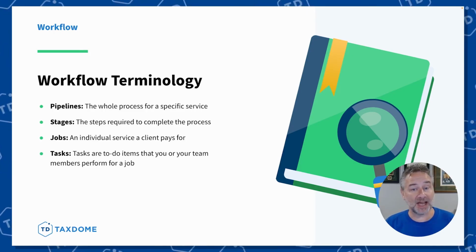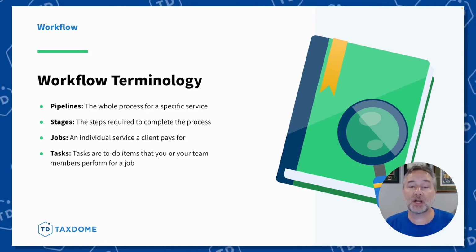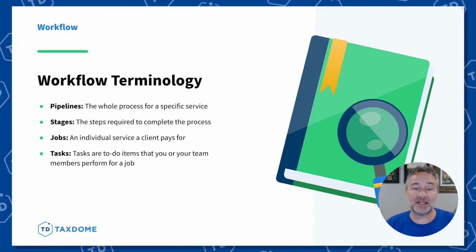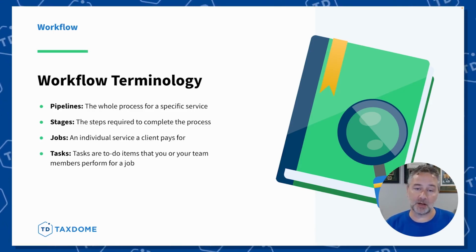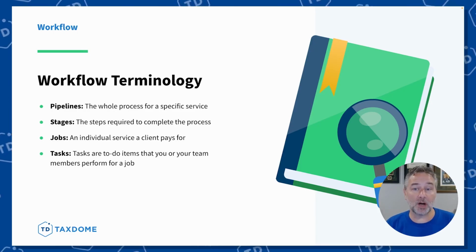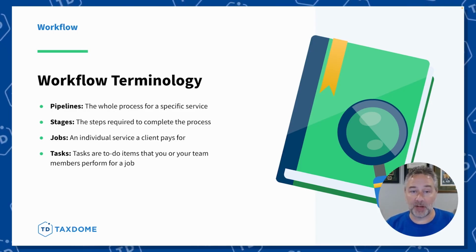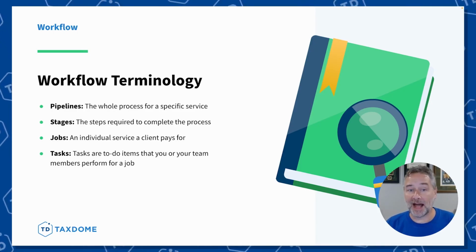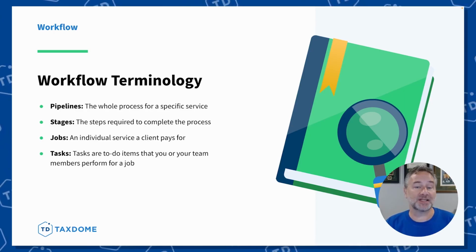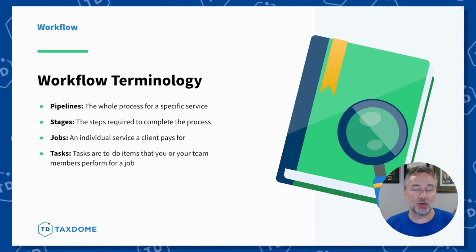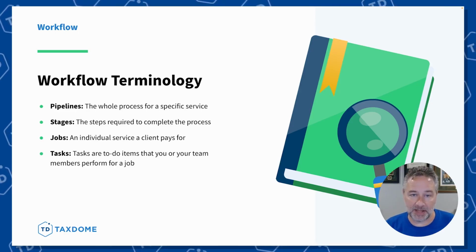Jobs are those same processes, but for certain clients. Jobs always need to be in a pipeline. So, depending on what the job is for, you will add it to the appropriate pipeline. Last, tasks are just the individual actions you or your team will need to complete.